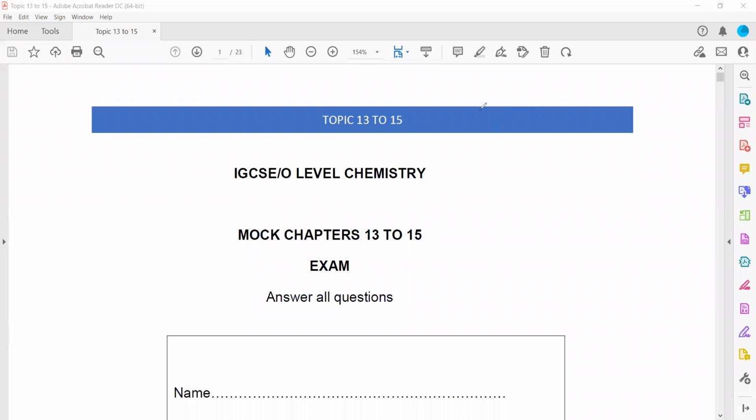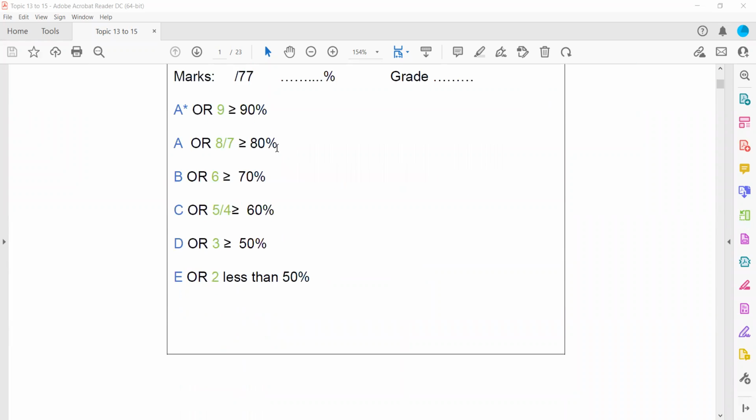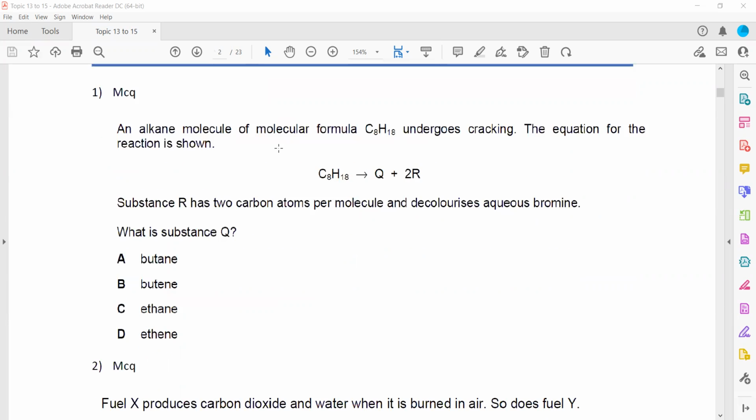So this was a mock exam related to topic 13 to 15, mainly about organic chemistry. In the first question, the molecule of molecular formula C8H18 undergoes cracking. Cracking means breaking down of a long chain compound into small molecules, producing alkanes and alkenes. The substance R has two carbon atoms and it decolorizes the bromine.